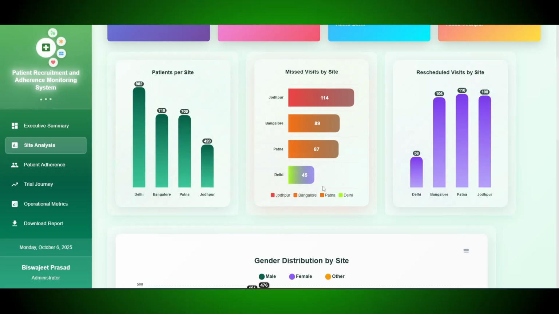The next column chart highlights the missed visits, where Jodhpur records the highest at 114, followed by Bangalore, Patna and Delhi. And in this bar chart, we can observe the pending or rescheduled visits, with Delhi having the least with 36 patients, and Patna, Bangalore and Jodhpur following the same trend with 106 patients, 110 and 108.